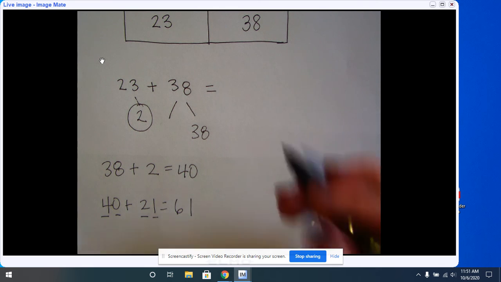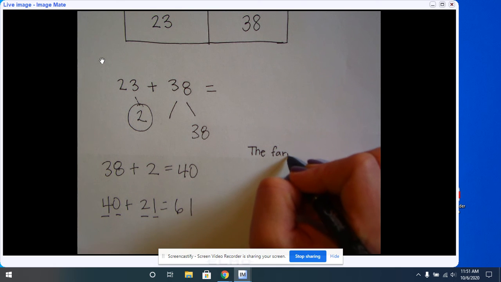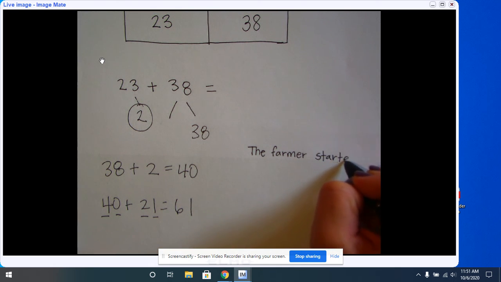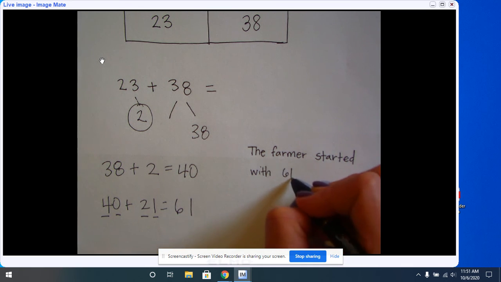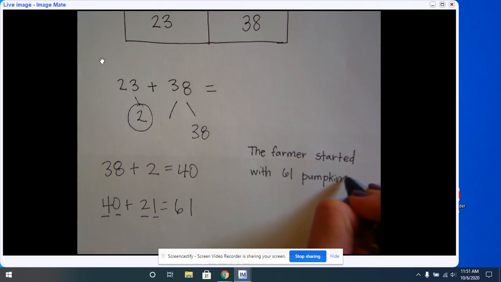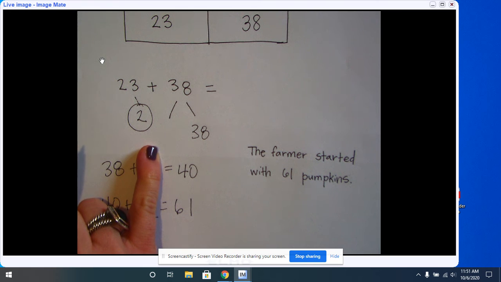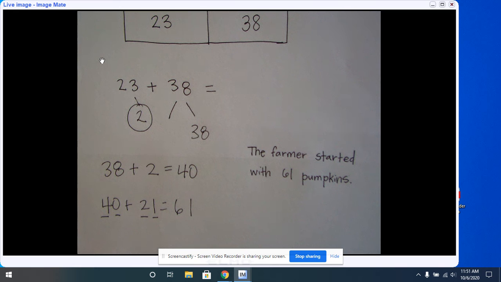So my sentence would be, the farmer started with 61 pumpkins. So the strategy that I used here would be to make a 10. If that strategy is not working for you yet, let me show you a different way.